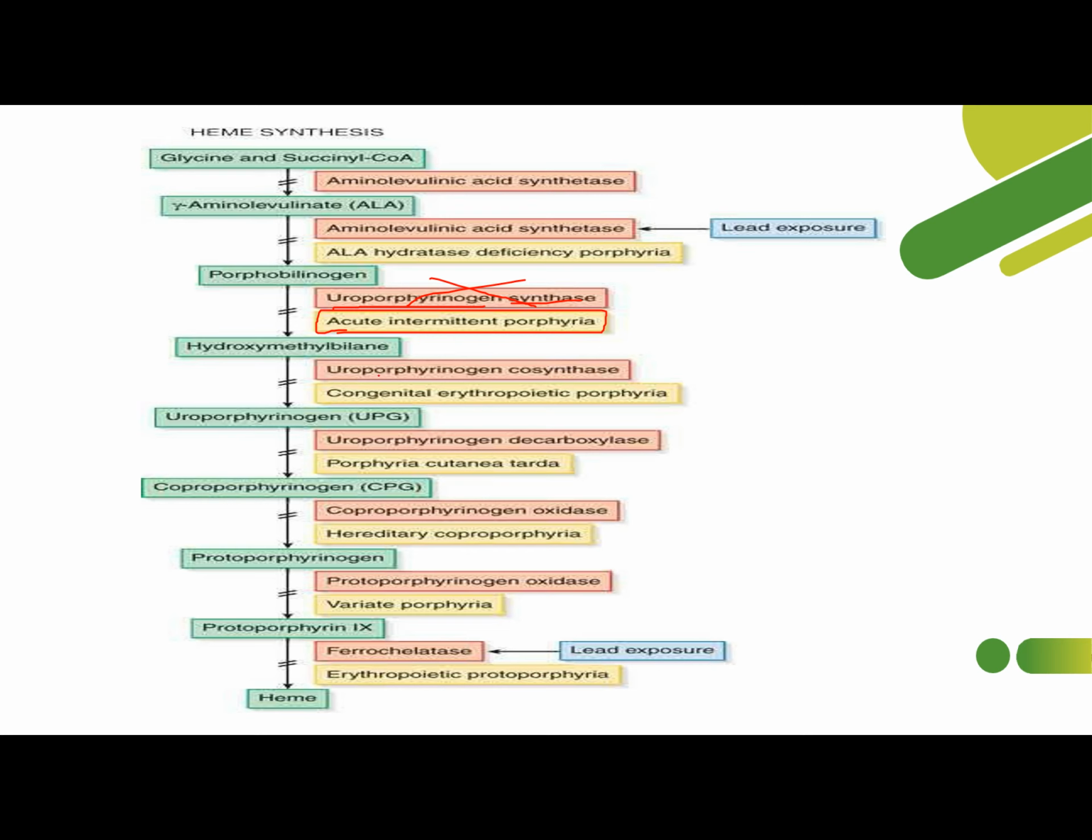Similar with the others, class, if there's the absence of uroporphyrinogen cosynthase, it would lead to congenital erythropoietic porphyria. Absence of uroporphyrinogen decarboxylase would lead to porphyria cutanea tarda. Coproporphyrinogen oxidase absence would lead to hereditary coproporphyria, and the absence of protoporphyrinogen oxidase would lead to variegate porphyria. Then absence of the enzyme ferrochelatase would lead to erythropoietic protoporphyria. So kindly memorize this, class.